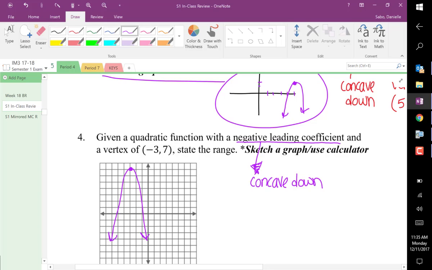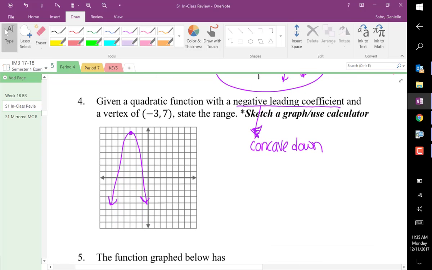There's no way to put this in the calculator for this one, because I don't give you a function. You have to actually know some stuff here. That's it. Oh, see the range. So I'm going to use a highlighter, so get a highlighter out.